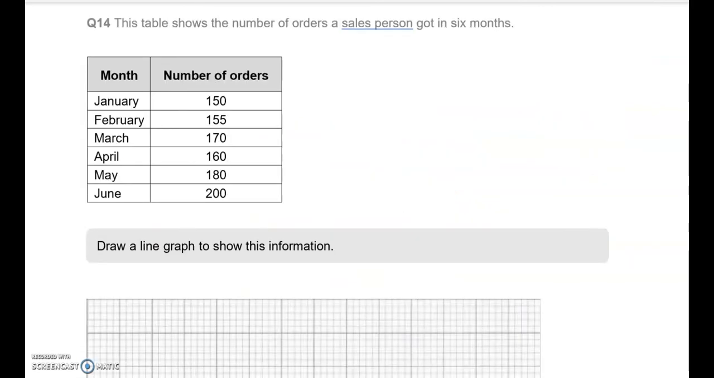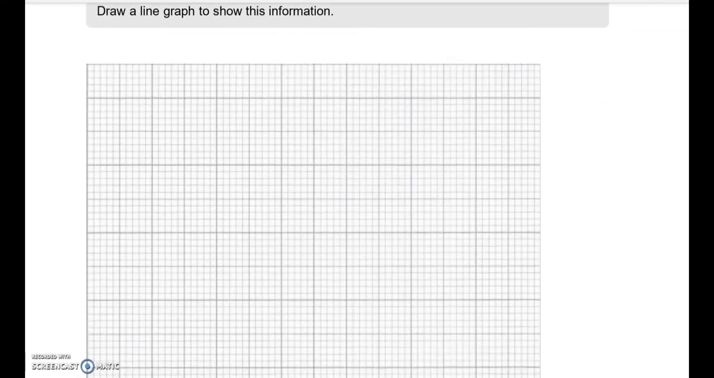In the next question we've got, this table shows the number of orders a salesperson got in 6 months. So we've got January, February, March, April, May and June, and then the number of orders for each month. Draw a line graph to show this information. So we've got the graph here. So we're going to show the months horizontally. So we've got 2, 3, 4, 5, 6, 7, 8, 9, 10, 11, 12, 13, 14 squares. So we have enough space to leave a gap if we want to.